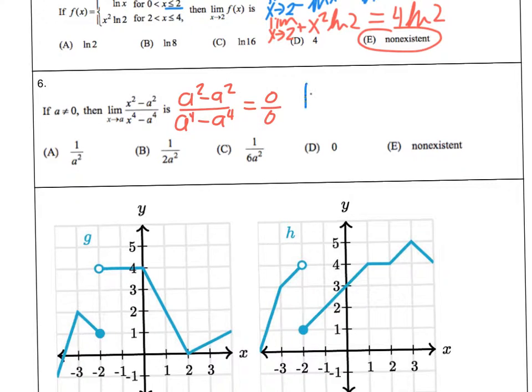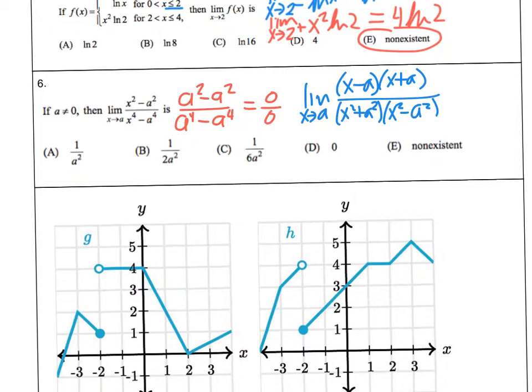The top is going to factor into, I'm going to rewrite my limit, x minus a and x plus a. The bottom is going to factor into x squared plus a squared and x squared minus a squared, which, hey, that looks familiar. This is what we just factored to get to the top stuff. So if we cancel those out altogether, we're left with 1 over x squared plus a squared. When you take that limit, you get 1 over a squared plus a squared, which is 1 over 2a squared, which happens to be answer choice B.